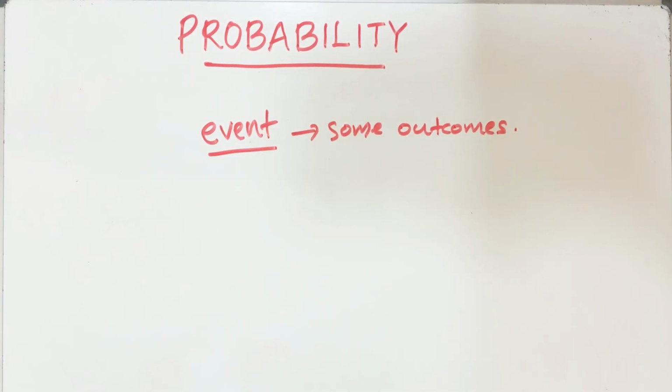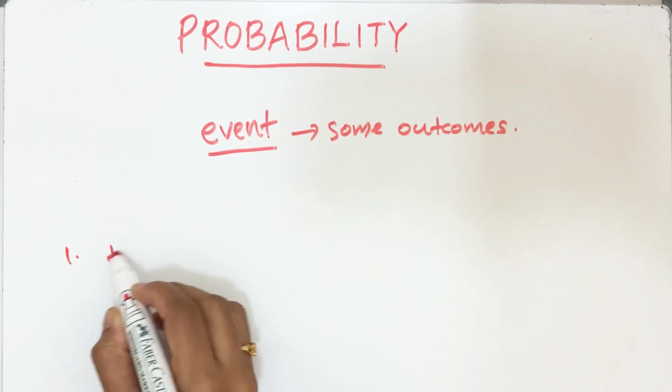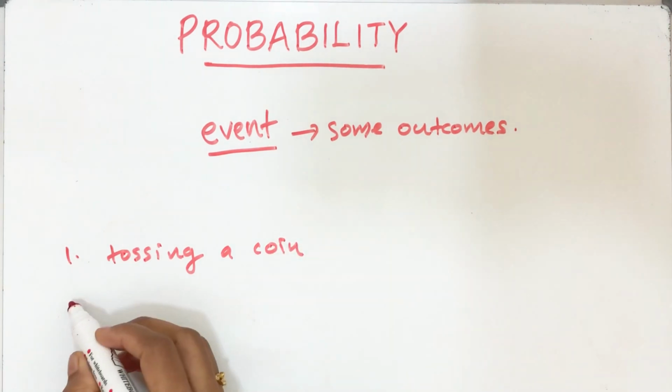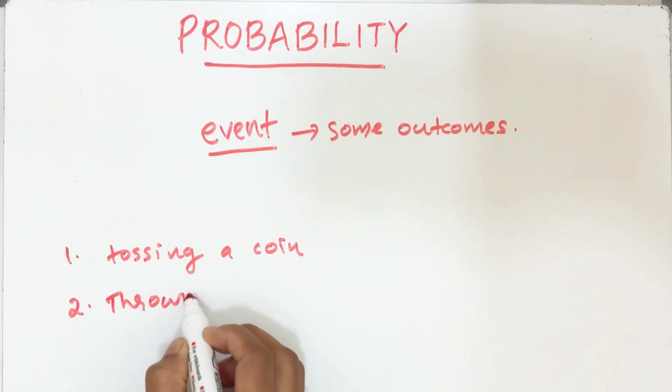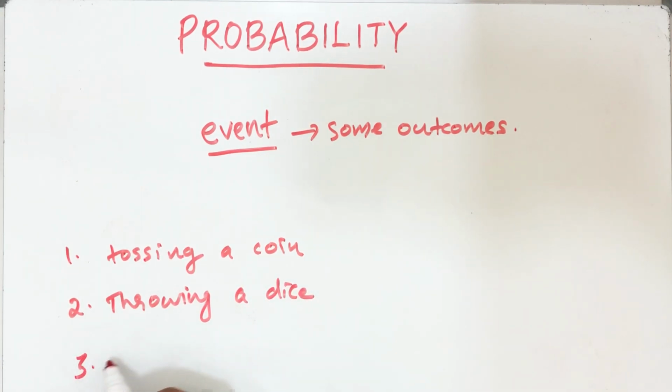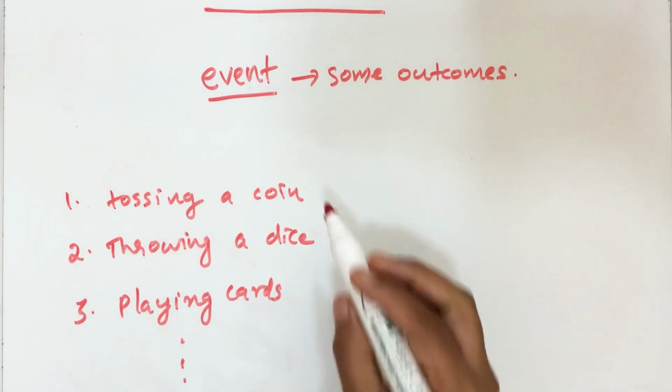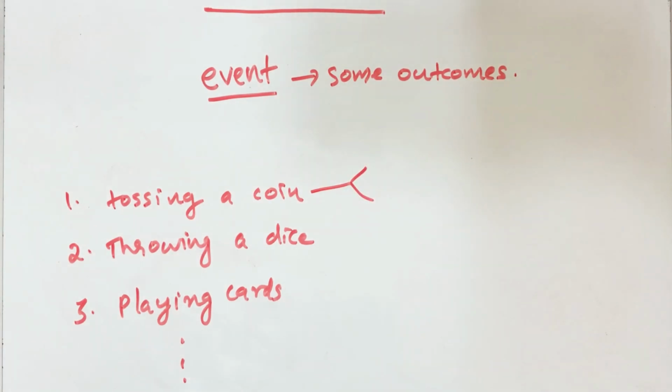In probability, we are mainly considering the examples tossing a coin, tossing an unbiased coin, and throwing a dice, playing cards, etc. We can say many other examples. We are mainly considering these examples while dealing with probability. See, tossing a coin. When we are tossing a coin, then there are two possible outcomes. Either the coin may show heads or it may show tail. So, the two possible outcomes are heads or tails.